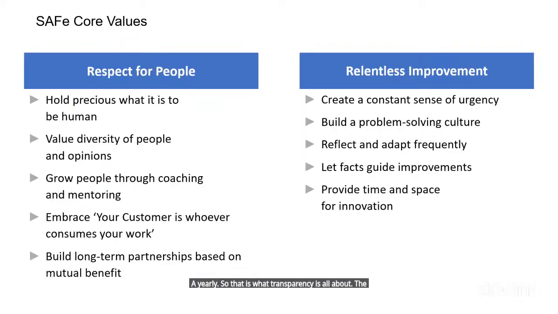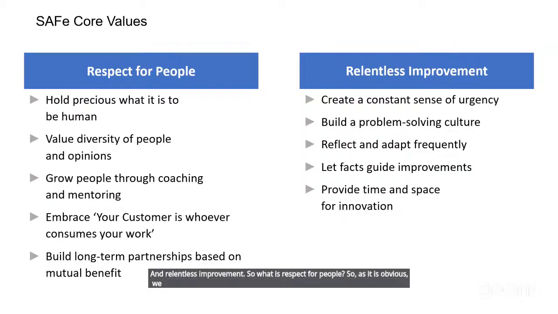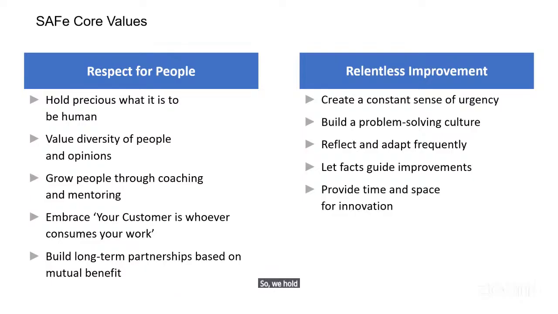The other two core values of SAFe, the third one is respect for people and the fourth is relentless improvement. So what is respect for people? As it is obvious, we respect others and they respect us. So we hold precious what it is to be human. We respect the people irrespective of value diversity. And then we also grow people through coaching and mentoring, which we already continue doing.